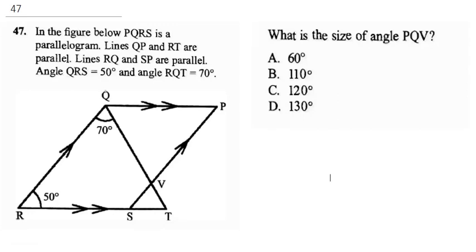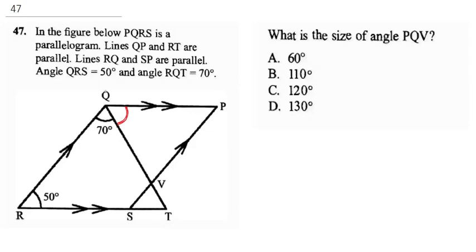Question 47 says, in the figure below, PQRS is a parallelogram. Line QP and RT are parallel. Line RQ and SP are parallel. Angle QRS is 50 degrees and angle RQT is 70 degrees. What is the angle size of angle PQV? Now, the first thing you need to know is that angle PQV is here. This is what we are looking for. So in order to solve this, look at this. This is 50 degrees here and this is 70 degrees.